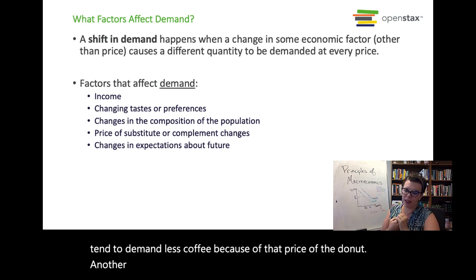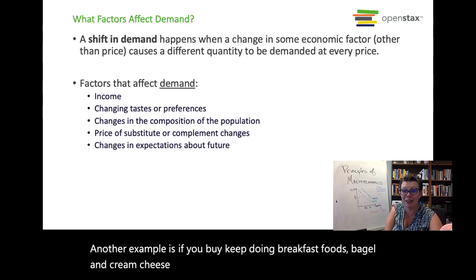Another example is, well, I keep doing breakfast foods, bagel and cream cheese. The price of cream cheese goes up, you buy fewer bagels.